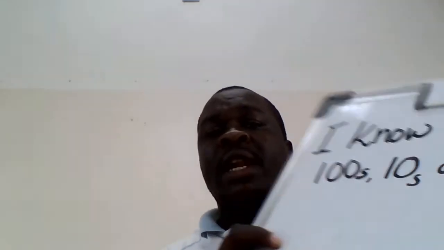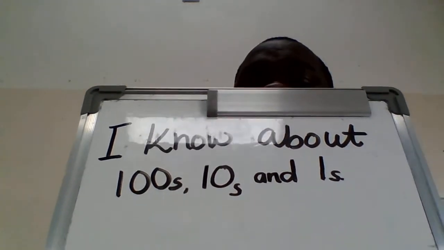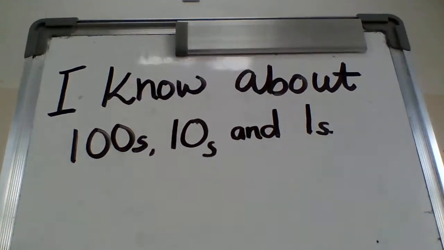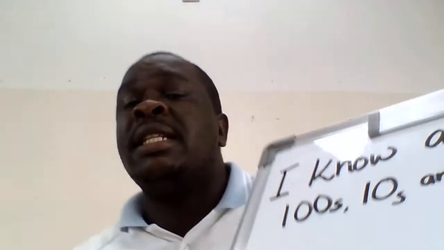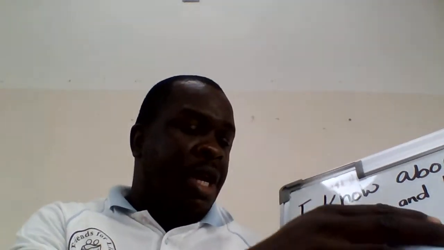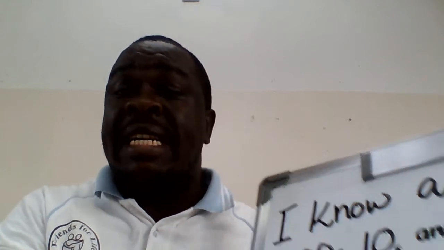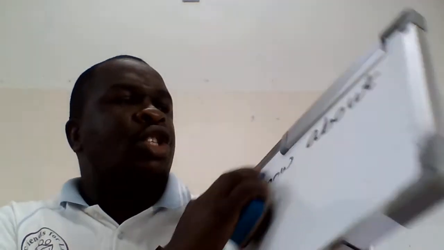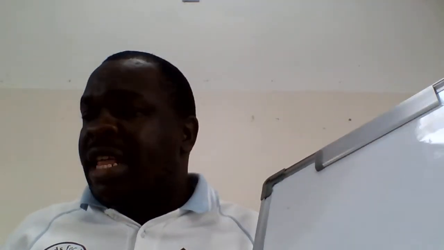Our learning goal is: I know about 100, 10, and 1. Therefore, this topic will take us back into our place value chart, and we understand and know that our place value chart will have the columns.